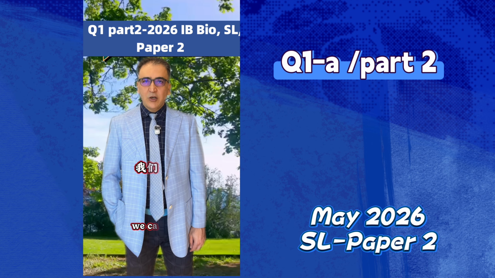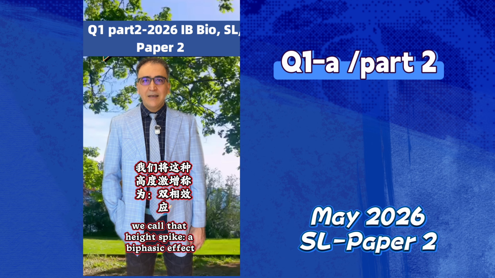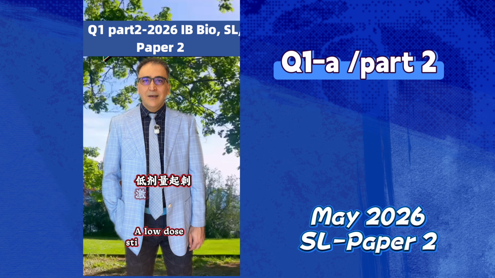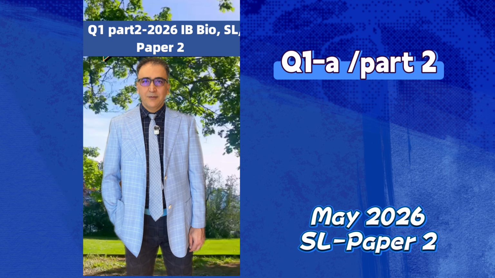In biology, we call that height spike a biphasic effect. A low dose stimulates, but a high dose inhibits.